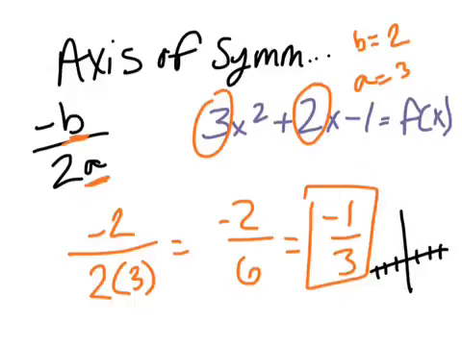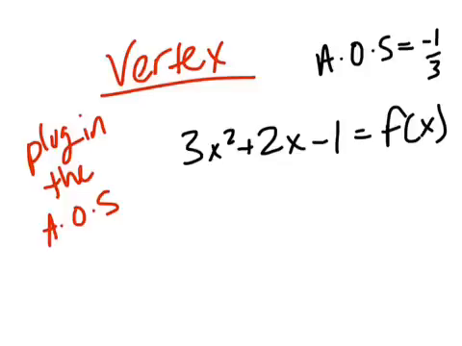So let's now use this to help us find the vertex. Now the way that we do that is just simply plugging the axis of symmetry, that negative 1/3 we just found, into the function to give us the output. This is our input. It's the x coordinate where the vertex is going to be because it's the axis of symmetry. Now we're just going to plug it in so that we can find that output, which will tell us where the vertex is precisely.